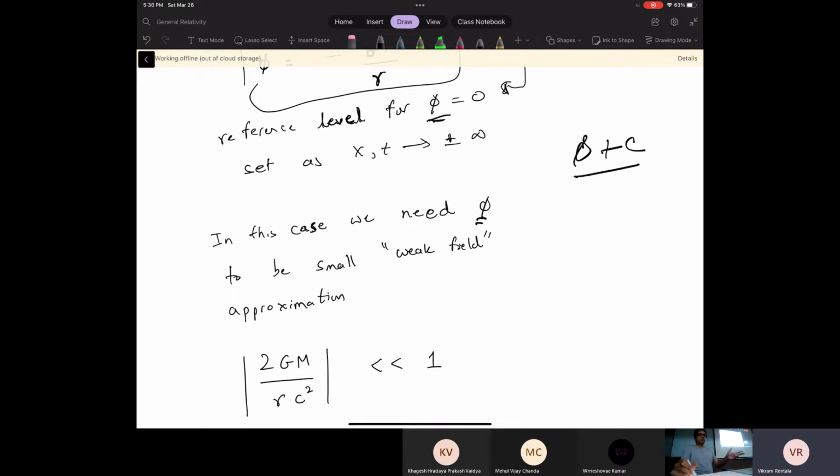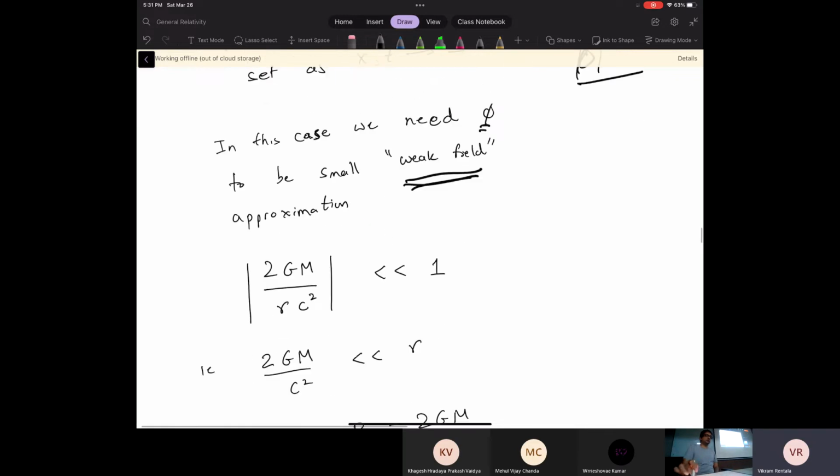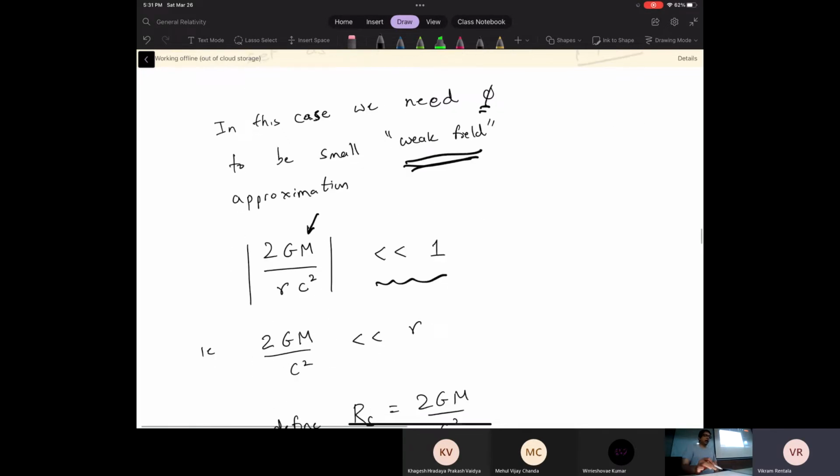It doesn't have a meaning. What we mean by phi is phi such that it satisfies the asymptotic boundary condition, so that phi dies out as x goes to infinity. Now this phi needs to be small. That's what we mean by the weak field approximation. So Newtonian gravity emerges in the weak field approximation. For a point mass, what it means is 2GM divided by rc square is much less than 1. So I have to be looking at distances which are much larger than this constant, 2GM by c square.